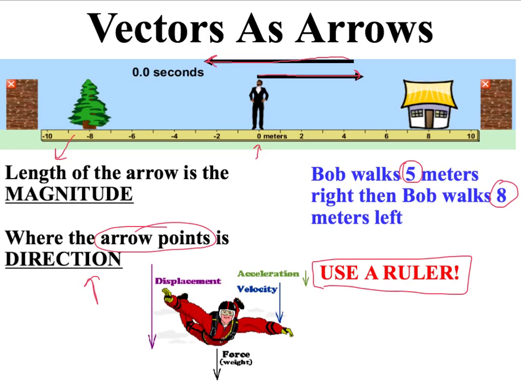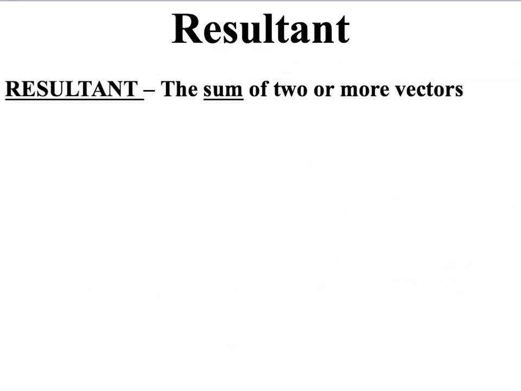Here's an example of a skydiver, and it's showing a lot of different vectors with the skydiver. You can see that his velocity is downward, his acceleration is downward, his displacement is downward, and his force is pointing downward as well, as a bunch of good examples. Now another term that we're going to be using a lot is called the resultant. The resultant is the sum of 2 or more vectors. And the best way to get an understanding of that is just to do an example.